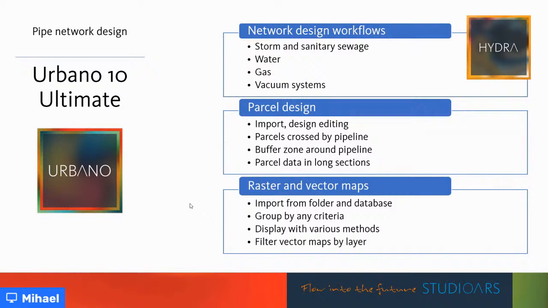Beyond just editing parcels, you can also do some interesting analysis. For example, you can get a list of all your parcels that are crossed by a pipeline, and you see them on screen. Get the list in a table. You can draw a buffer zone. You can calculate a buffer zone around the pipeline to see how much area you are impacting with this design. And this, of course, helps you to move your pipe network if necessary, and you can even get the parcel data in your long sections.